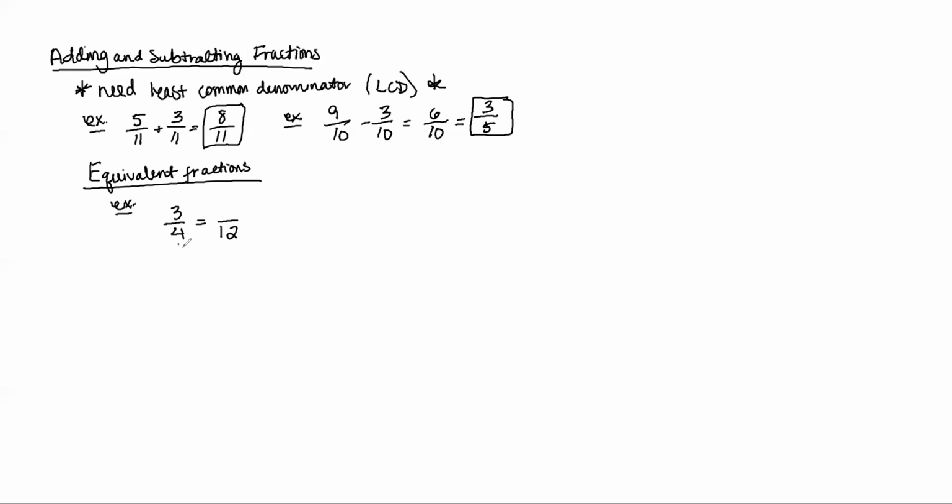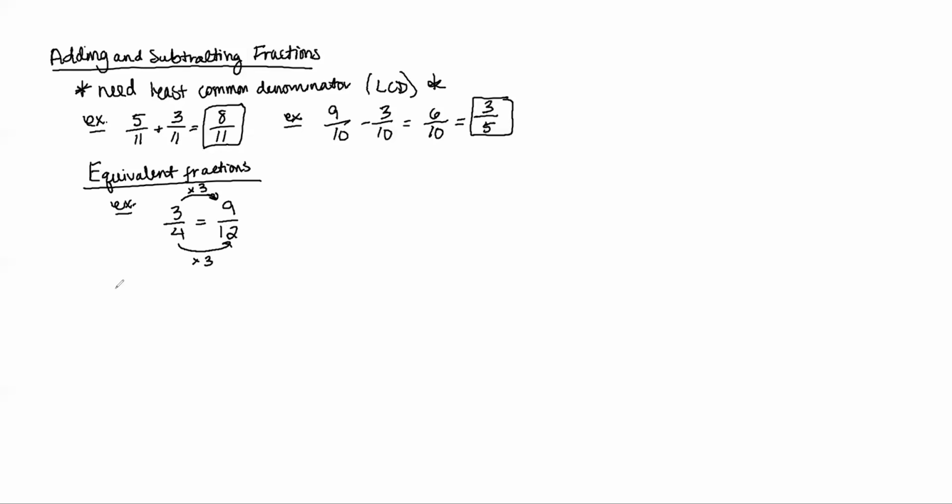So if I look at 4 going to 12, I have to multiply this 4 by 3 to get to 12. We're always using multiplication. We're not going to use addition or subtraction. And so that means I'm going to do the same to the top and multiply this 3 by 3. And so we get 9/12. So 3/4 and 9/12 are equivalent fractions.